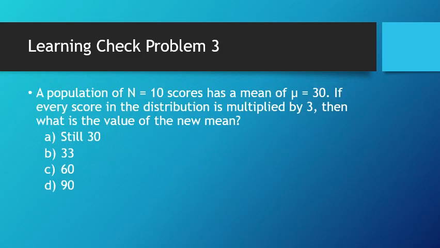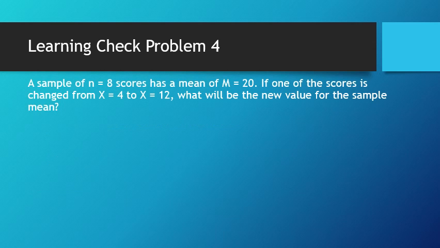Learning check 3. Pause the video. Okay, a distribution of 10 scores has a mean of 30. If every score in the distribution is multiplied by 3, what's the value of the new mean? Well, you simply multiply the mean by 3. So 30 times 3 would give you 90.